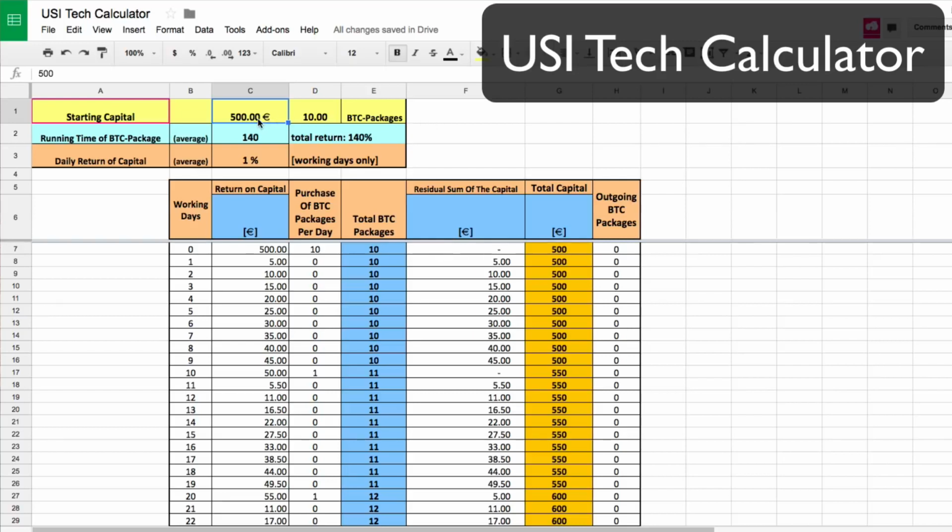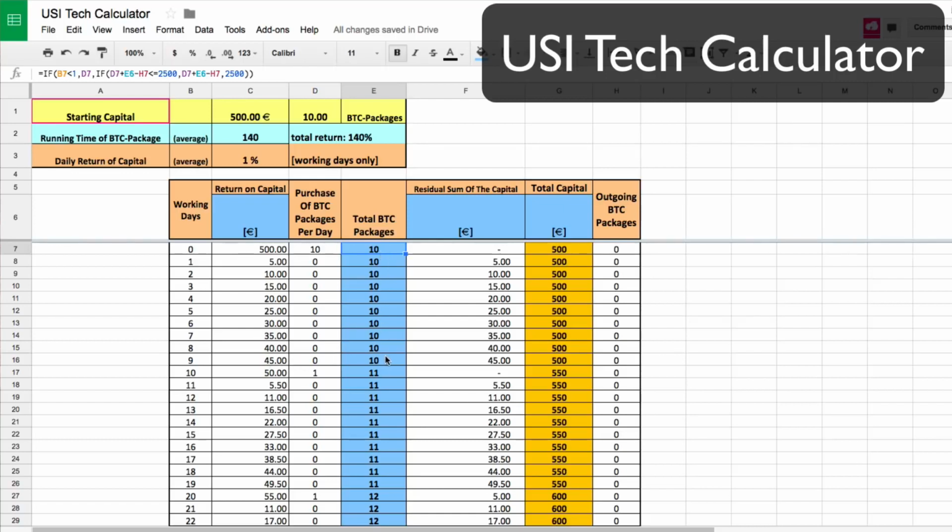You can actually edit this cell here. This is the only cell you can edit publicly, and that's your initial capital that you put in. Now, what the sheet is going to show you is how this grows when you reinvest 100%. There is a toggle in your settings in the back office to reinvest as soon as you get enough to buy another package. In this case, if you take 500, you'll start with 10 packages here.